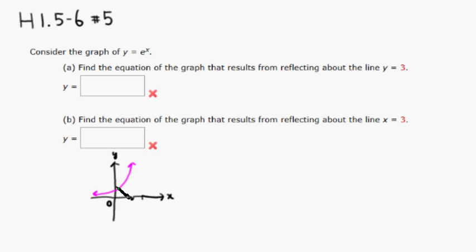So this is 1, so 3 is probably around here. So 1, 2, 3. So the line is right here. Right? So this is y equals 3. If you reflect it about that line, the graph is going to be flipped over like this.